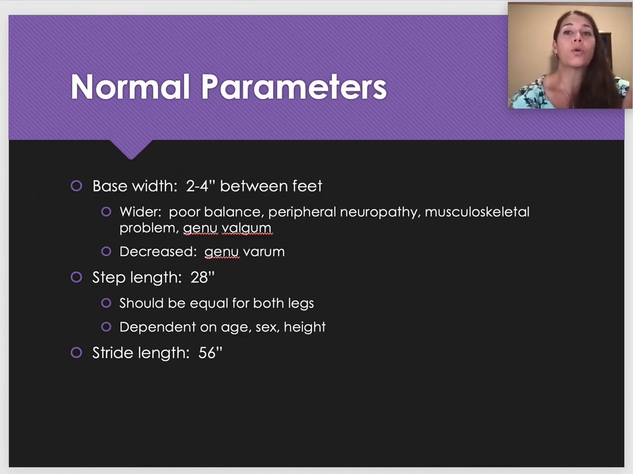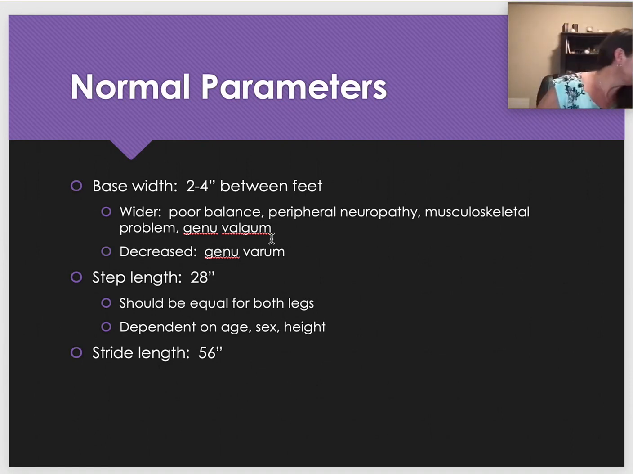When we talk about the normal parameters, and you should understand these, base width is 2 to 4 feet between your feet, meaning right to left. That really depends upon how tall you are, how wide your hips are, and whether you have genu varum or valgum, which we'll talk about later. People typically have a wider stance because they have poor balance, and a wider base of support gives them better balance. Causes include peripheral neuropathy, meaning they can't feel things very well, musculoskeletal problems, and genu valgum.